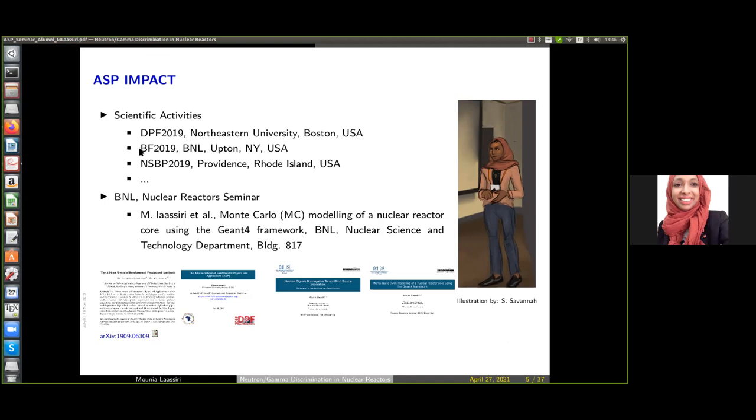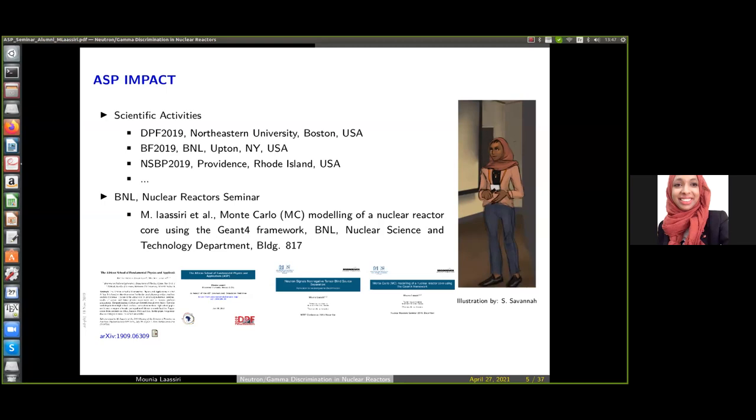Also, I attended the particle physics and cosmology meeting at Brookhaven Lab. I also participated in the National Society of Black Physicists conference, in which I presented my research work. I also had the chance to give a similar talk on behalf of the Ubuntu Reactors team at Brookhaven National Laboratory Nuclear Science and Technology Department.